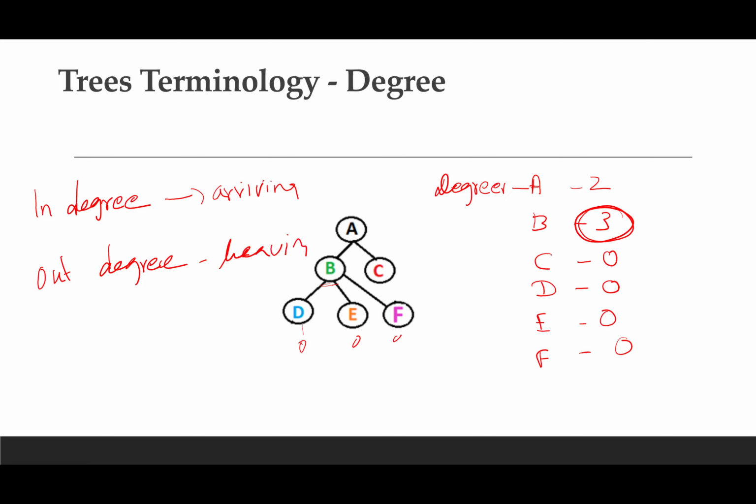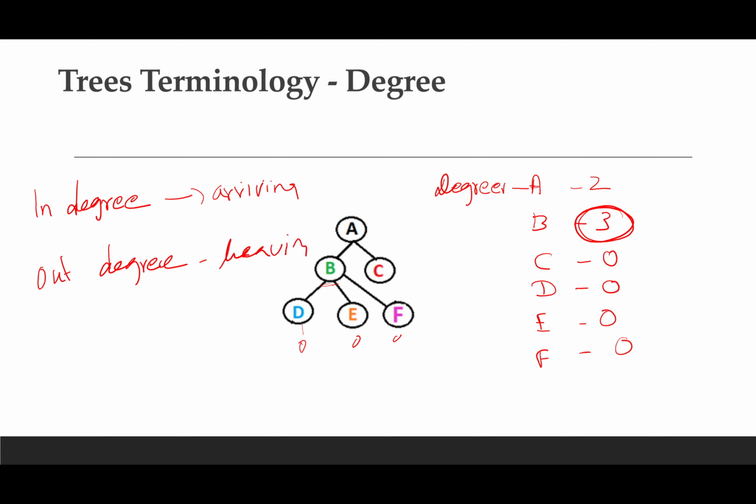For example, consider the node A, the root node. What is the height? How many levels of nodes are there? 1, 2 and 3. So the height is 3. If you take B, how many levels are after that? 2 levels, so it is 2. Then C doesn't have any child, so it is 0. And if you take D, it contains 1 level, so the height for D is 1.